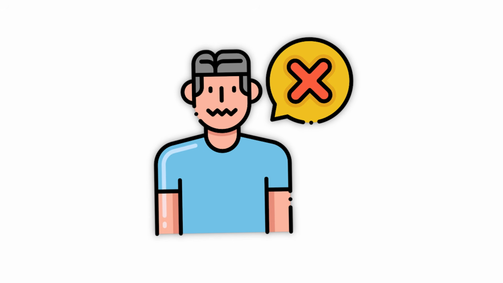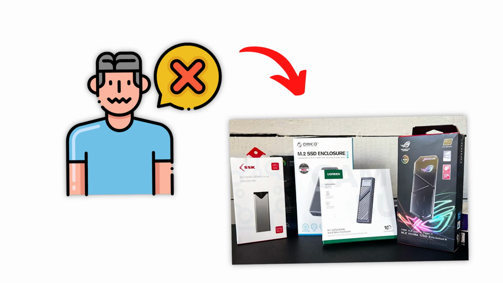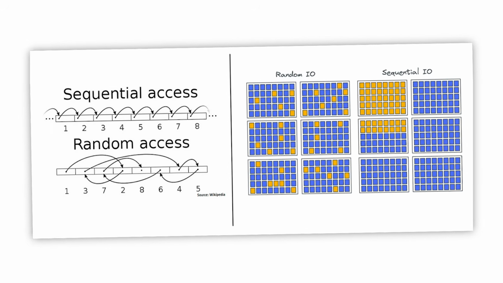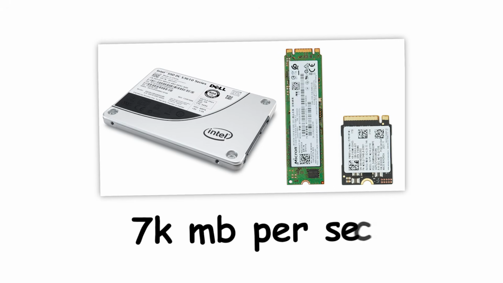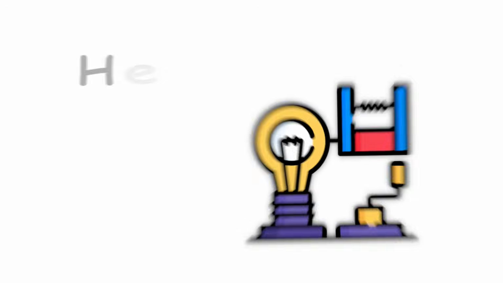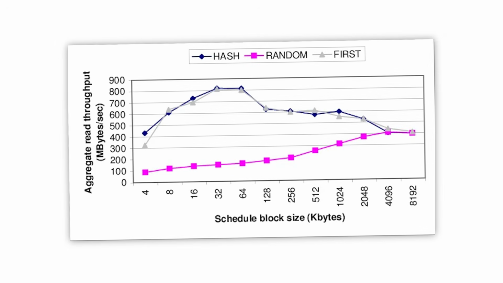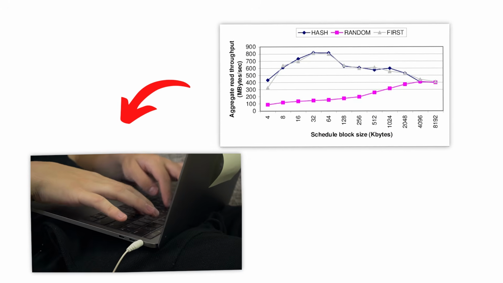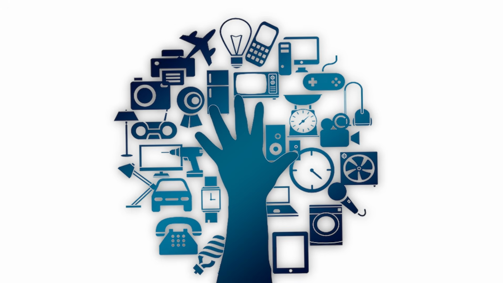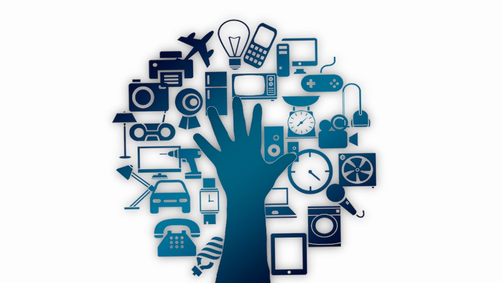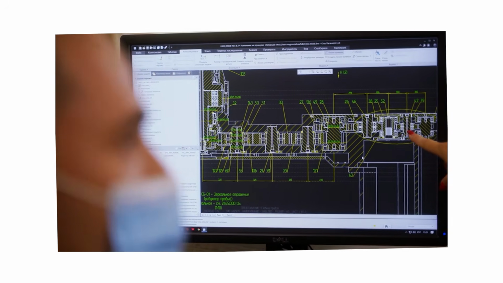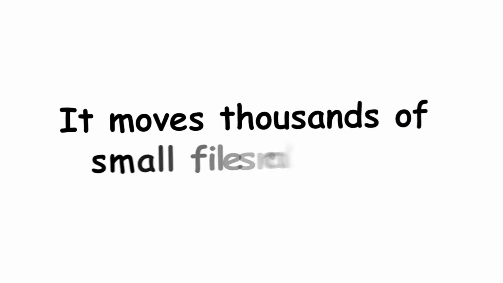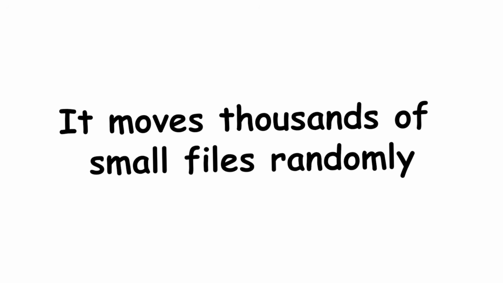The speed lies. Let's start with the biggest lie on every SSD box: sequential read speed. Up to 7,000 megabytes per second. Sounds incredible. Here's the physics. This number comes from a synthetic benchmark reading large files in perfect conditions. Zero real-world applicability. Your operating system doesn't move large files continuously. It moves thousands of small files randomly.